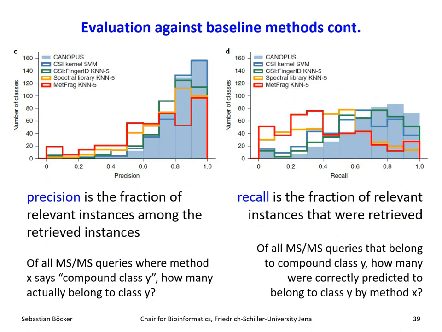And here is another way of looking at the results and how good CANOPUS is against the baseline methods, and that is looking at precision and recall individually. Precision is how many of those things where we said, yes, it belongs to the compound class, actually belong to the compound class, and recall is how many things that belong to the compound class, how often do we say, yes, it is part of this compound class.